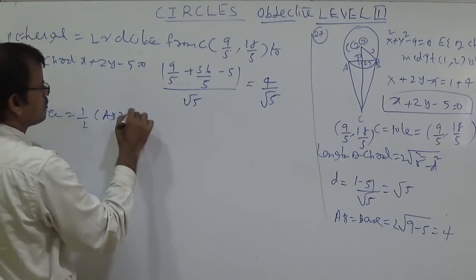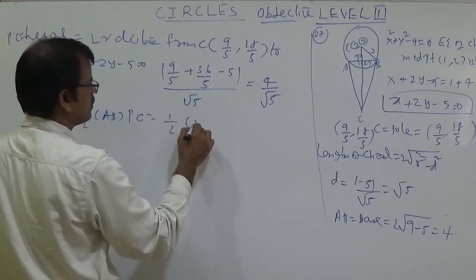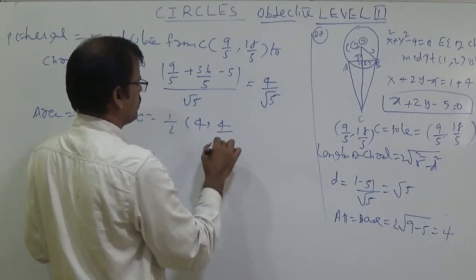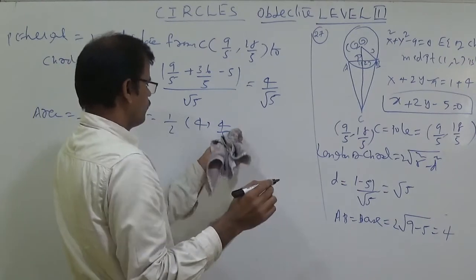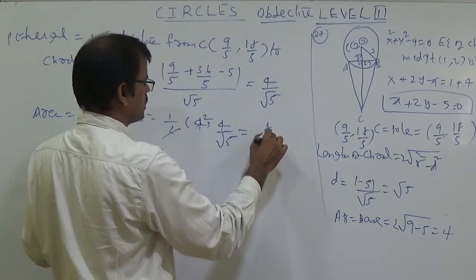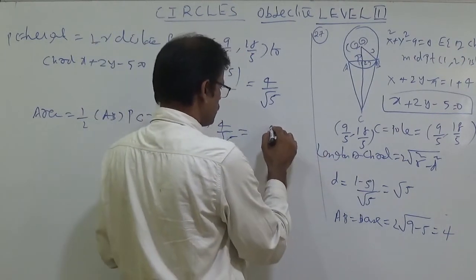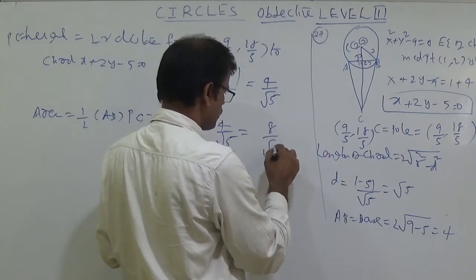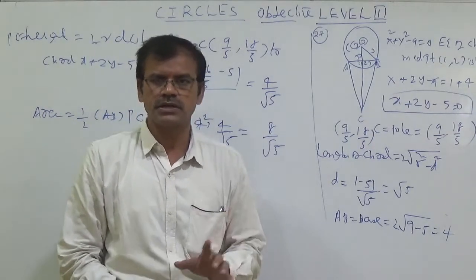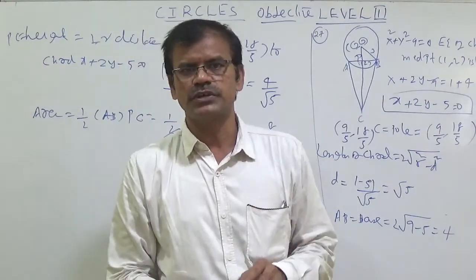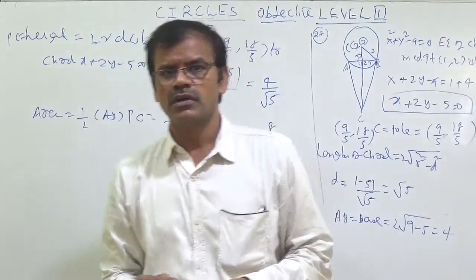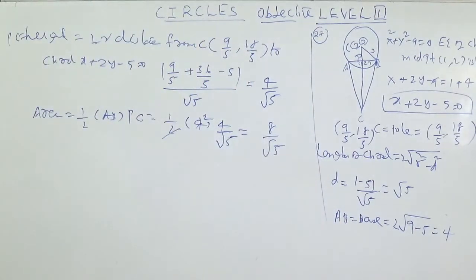So half into AB into PC. Half into this is 4 and this is 4 by root 5. 2 divides 4, 2 times 4 is 8 by root 5. 27th question, 4th option is right, but 7 by root 3 is not right. Students, correct it as 8 by root 5. I know it very well. It is an old book. 8 by root 5 is the correct answer.